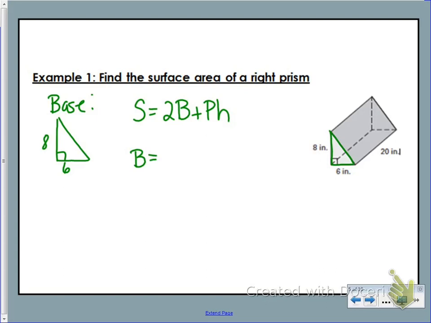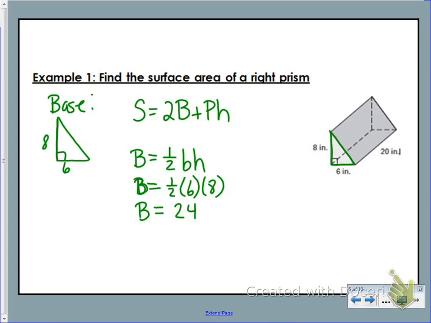Well, the first part we need to find is big B, which stands for the area of the base. Well, here is the triangle, and we know that that's the base. So the formula is 1/2 base times height. We're using this formula from what we learned in the last unit. So the area of the base, we continue to label what we're finding with big B, is equal to 1/2 times 6 times 8. So if we calculate the area of that triangle, it's 24 square units.